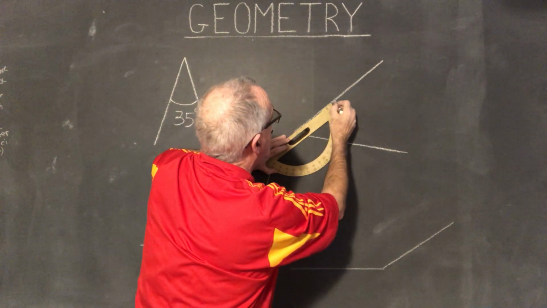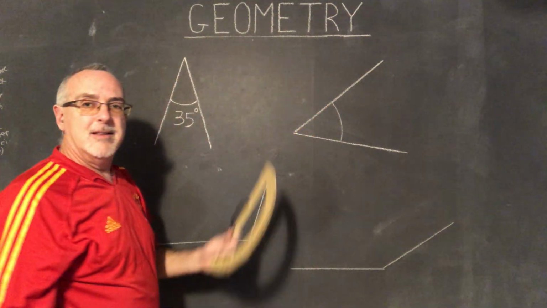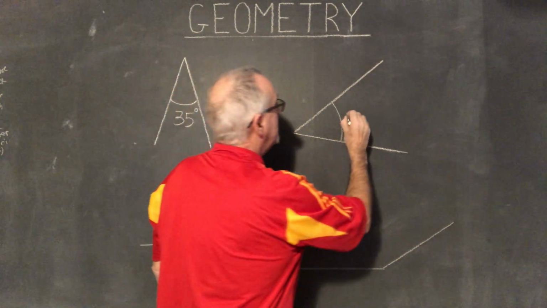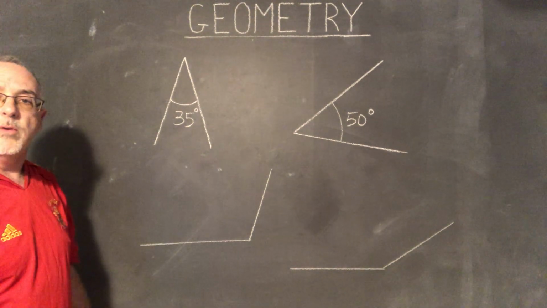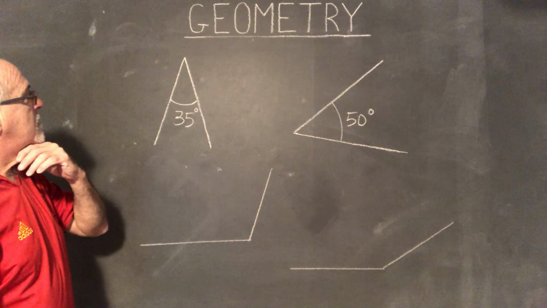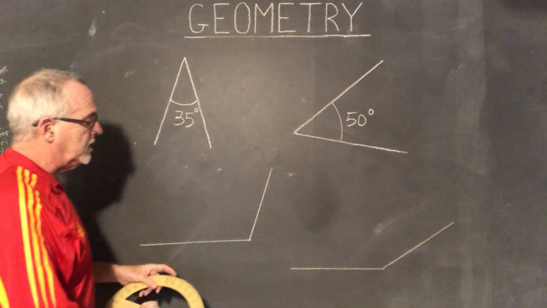Hey, get a really beautiful arc by tracing the edge of the protractor there. I never really thought of that, actually. 50 degrees. So I guessed 45, I was fairly close. There's a couple of acute angles that I was able to measure with a protractor. Now I'm going to measure this obtuse angle with the protractor.